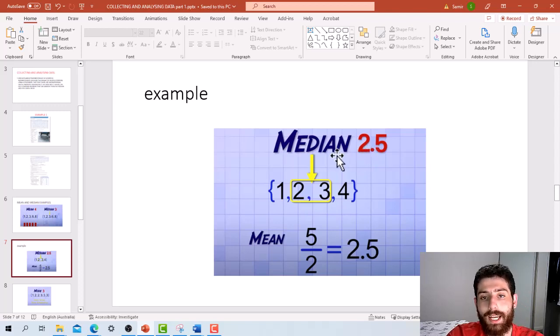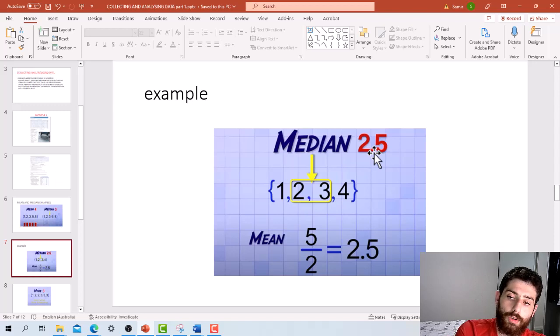What does the median tell us about the data? It tells us that there are two numbers below the median and two numbers larger than the median. So it tells us about the characteristics of that data. If the median is 2.5, I already know that there are grades less than 2.5 and grades more than 2.5. So that's why the median is part of our characteristics.